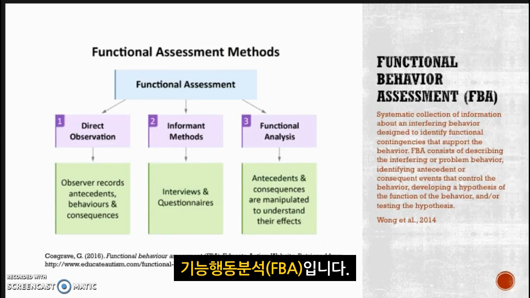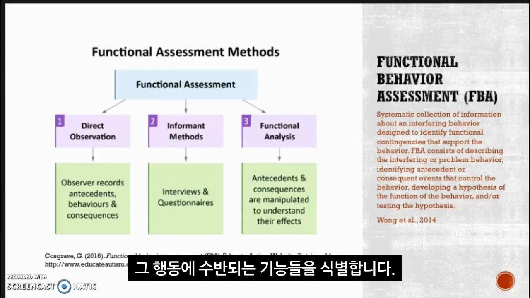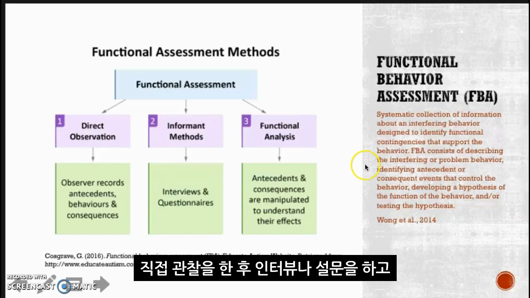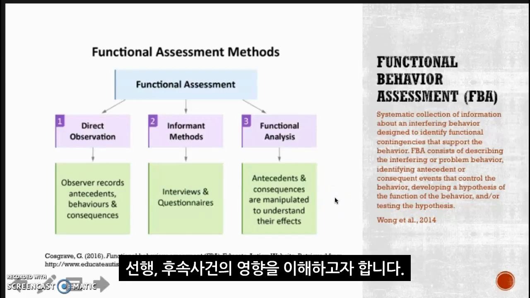Functional behavioral assessment. It's the systematic collection of information about an interfering behavior designed to identify functional contingencies that support the behavior. So it consists of direct observation. Also, they do interviews and questionnaires, and then there's a functional analysis that looks at the antecedents and the consequences of the behavior so that those can be understood.